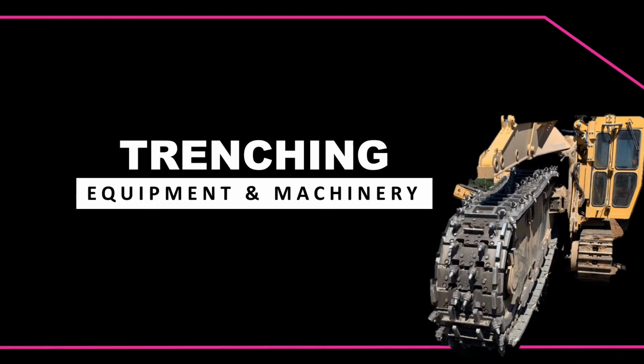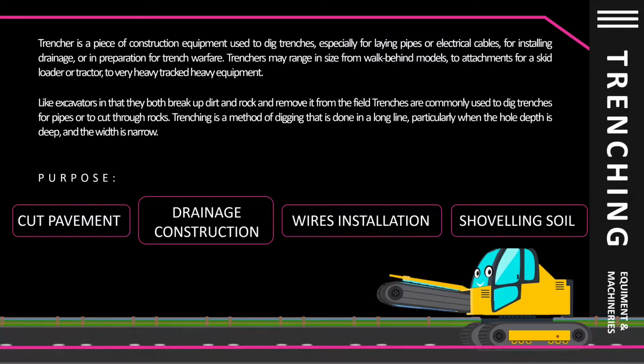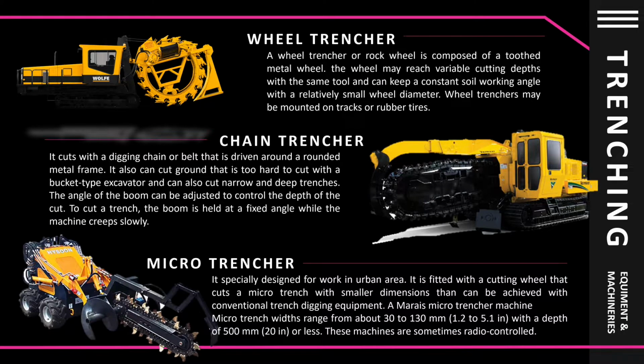The second one is trenching equipment and machineries. It is used to dig trenches, especially for laying pipes or electrical cables, installation of drainage, or in preparation for trench warfare. The purpose of this equipment is to cut pavement, drainage construction, wires installation, and shoveling soil. Wheel trencher is a tooth metal wheel that can keep constant soil working angle with a relatively small wheel diameter.